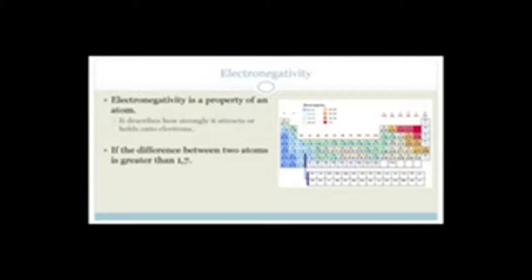So what happens is we measure the difference in electronegativity between two atoms. And if it's greater than 1.7, then we say that it's ionically bonded. So basically, if the electronegativity difference is greater than 1.7, then we say it is ionically bonded.